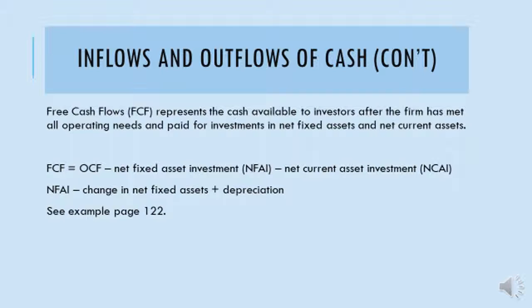So free cash flows, or FCF, represents the cash available to investors after the firm has met all operating needs and paid for investments in net fixed assets and net current assets. So FCF equals operating cash flows minus net fixed asset investment, NFAI, minus net current asset investment, NCAI. NFAI is the change in net fixed assets plus depreciation. There's a really good example in your book on page 122. Page 122 is detailed, so I didn't put it in here, but I think you should review it.